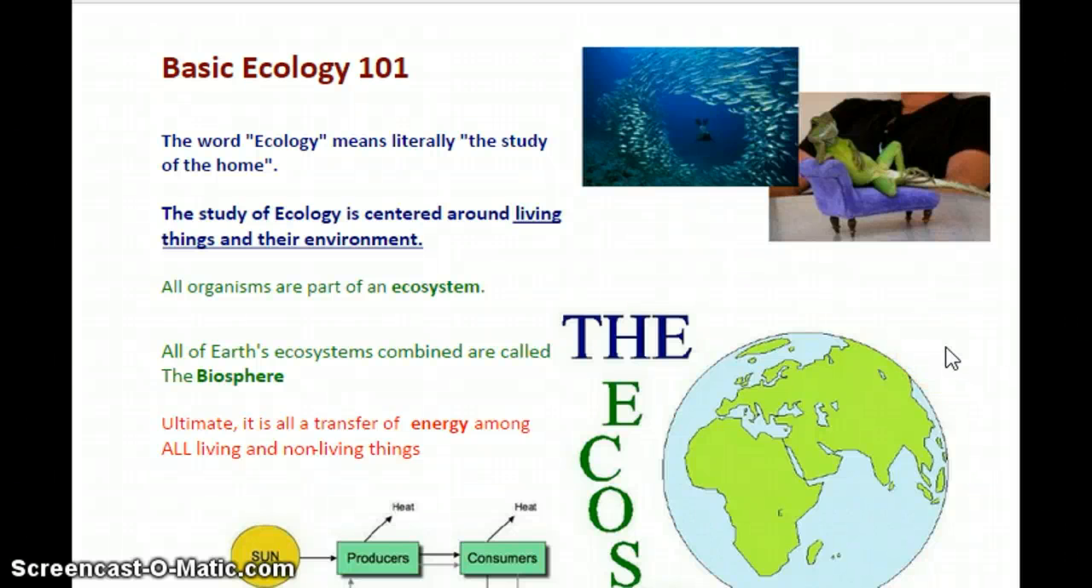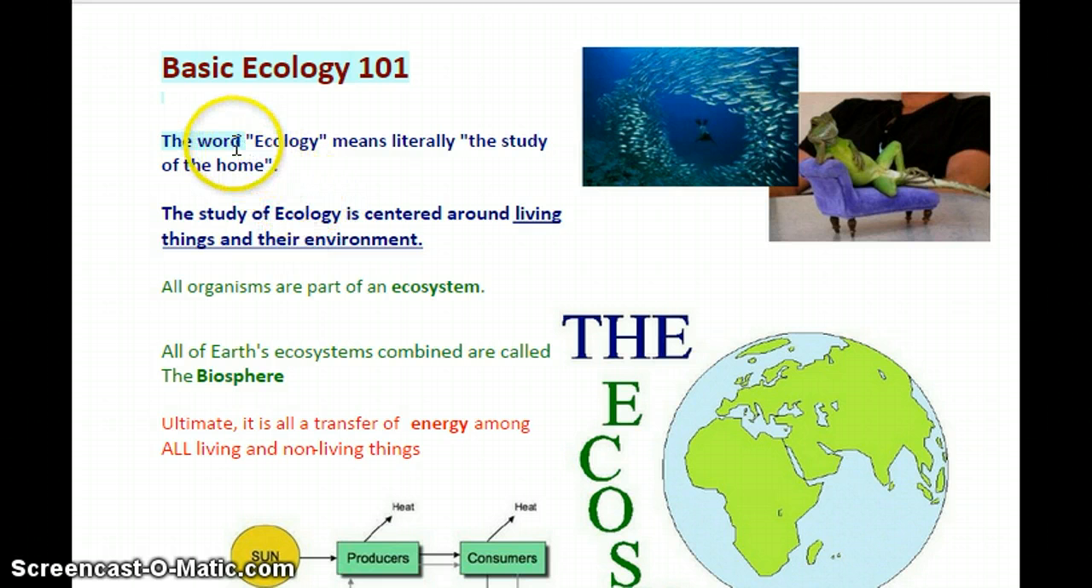So this week we're going to be looking at some basic ecology concepts as it applies to the marine environment. Some of this is going to be a review, again, from your biology classes. Other things might be a little bit new. The word ecology literally means the study of the home. So when we say ecology, we're talking about home.